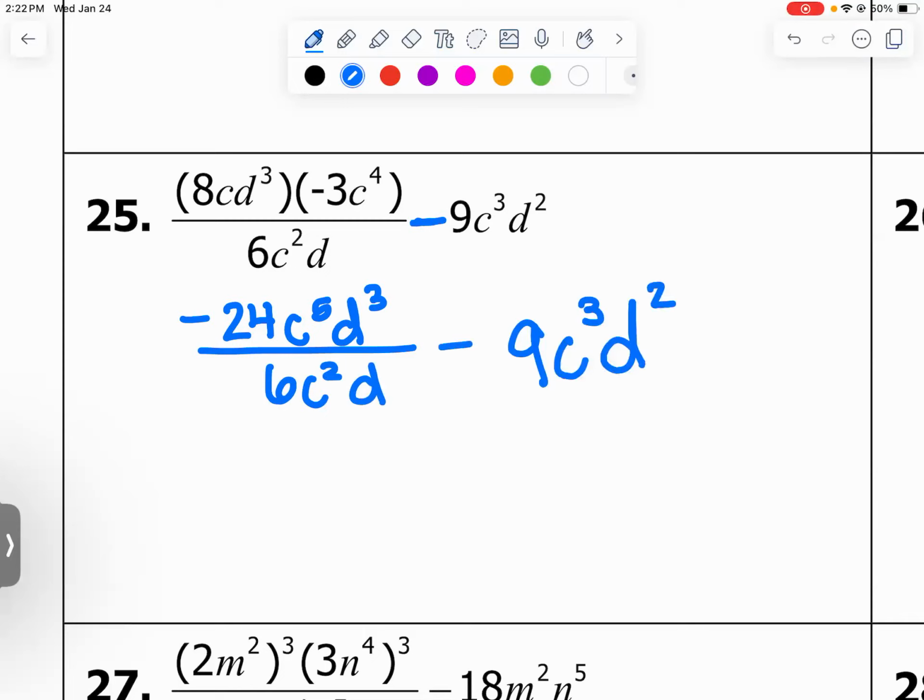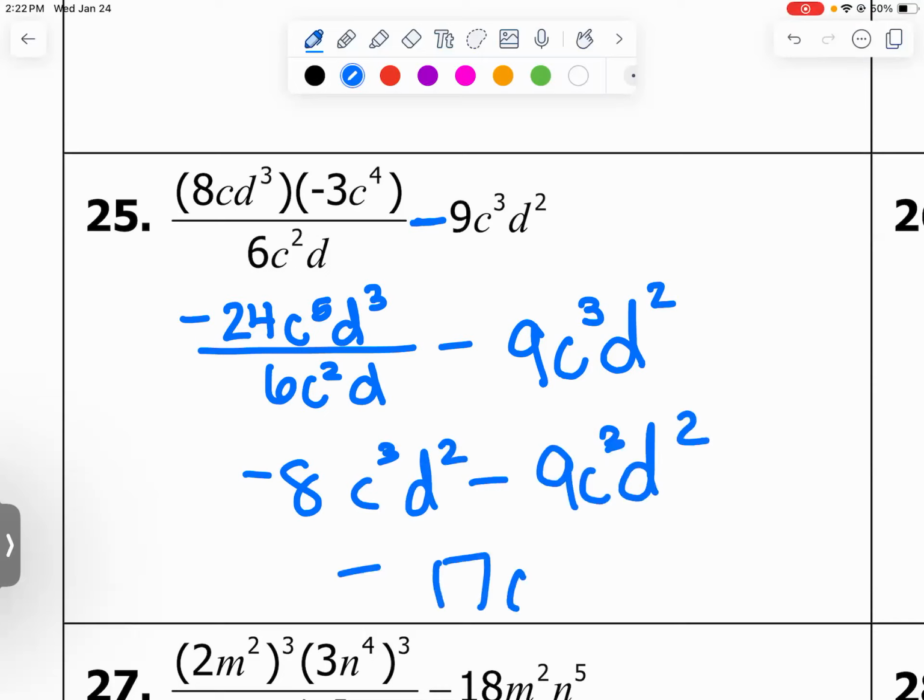But we still have, oh shoot, it's Wednesday, isn't it? Okay, so we get negative 8 C cubed D squared minus 9C cubed D squared. How did I get negative 8?